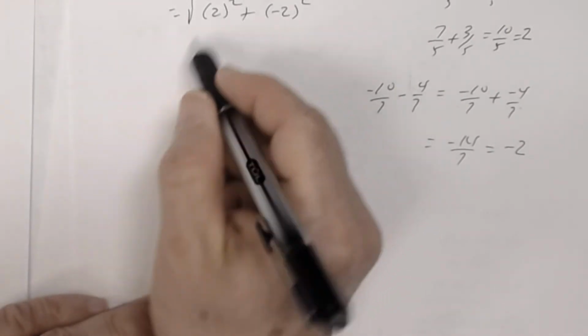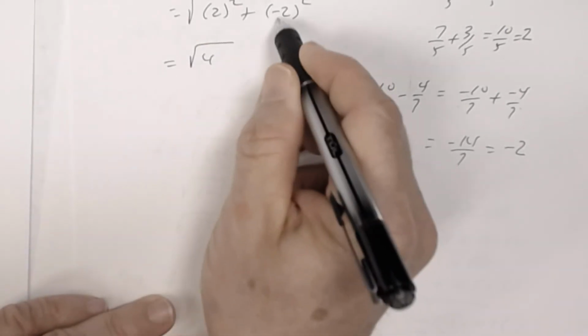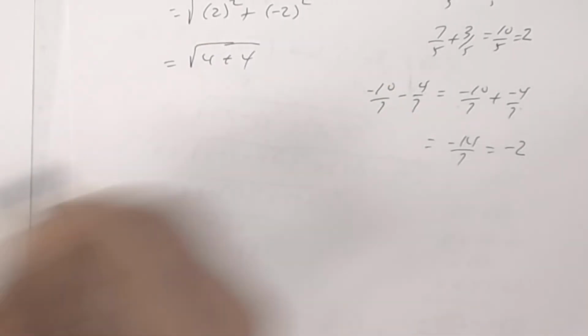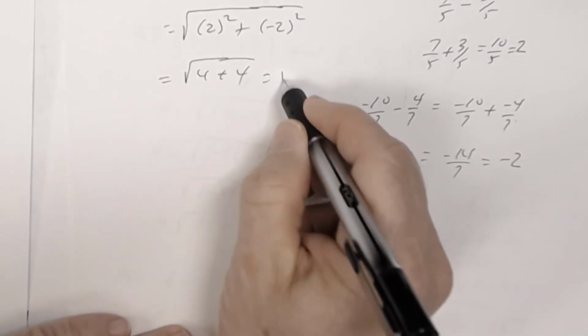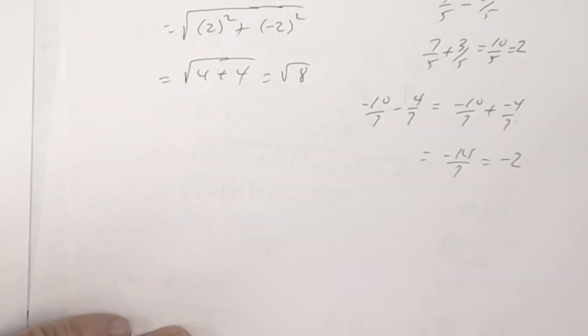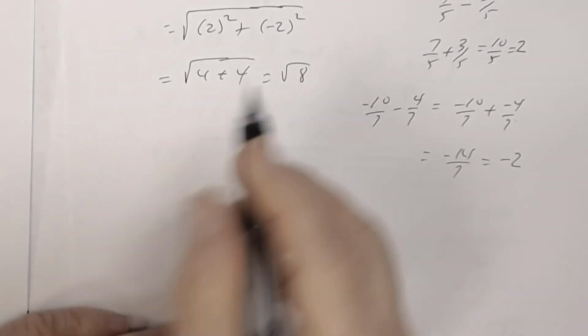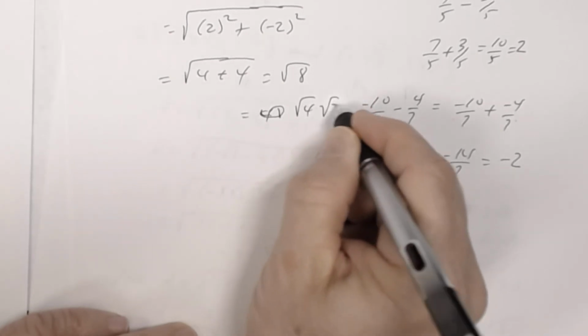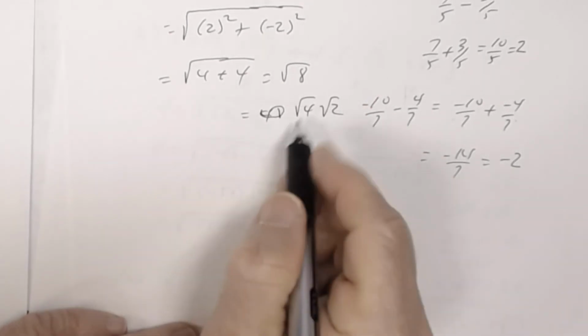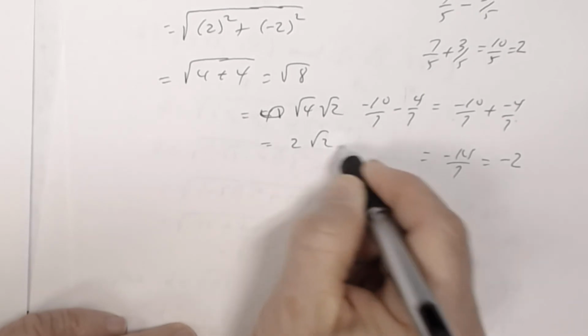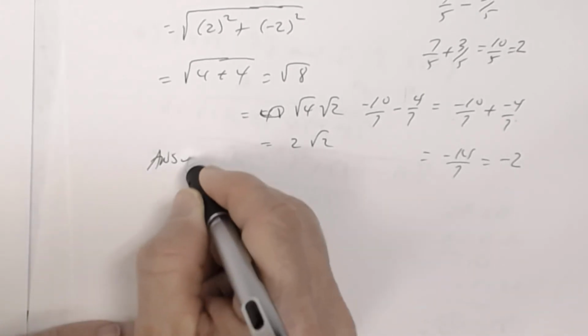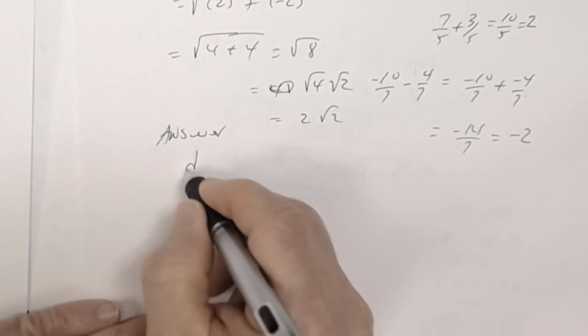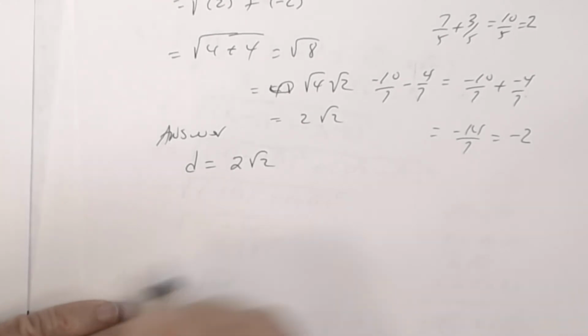Now what is 2 squared? Well, that's 4. What's a negative 2 squared? That's 4 as well. What's 4 plus 4? Well, that is 8. Can I simplify the square root of 8? Yes. What perfect square goes in 8? 4. Oops, sorry. That becomes the square root of 4 and the square root of 2, right? And what's the square root of 4? Well, that's 2. So there's your distance. So the answer, the distance is 2 square root of 2.